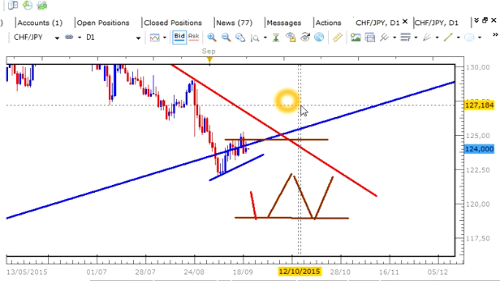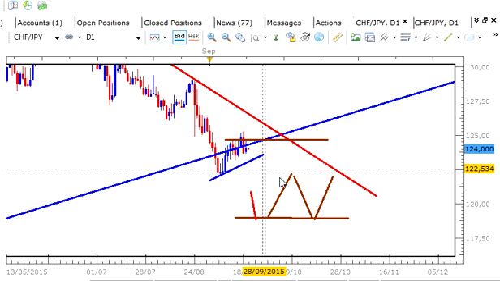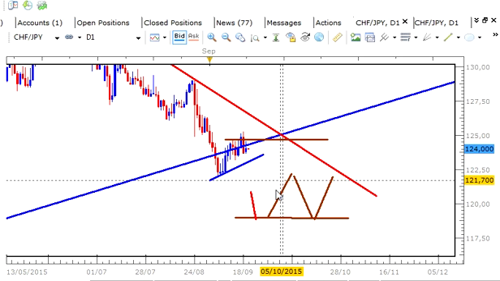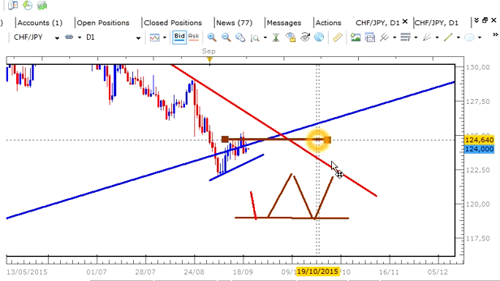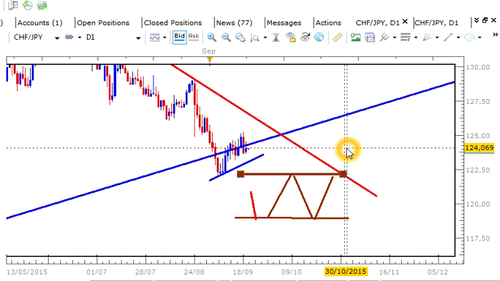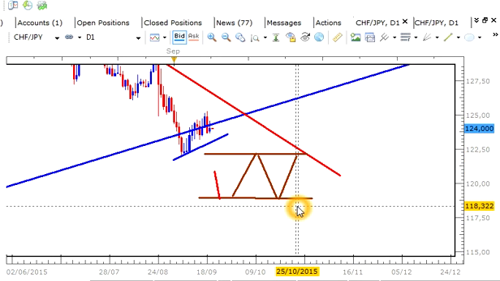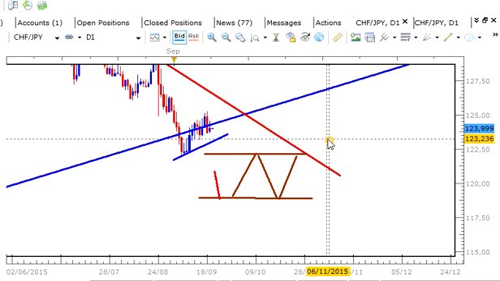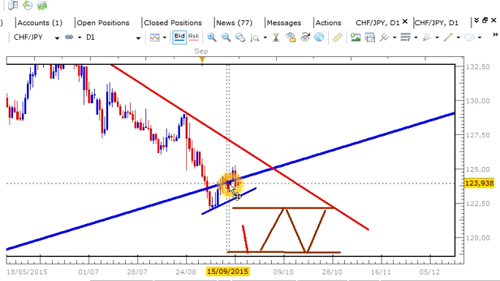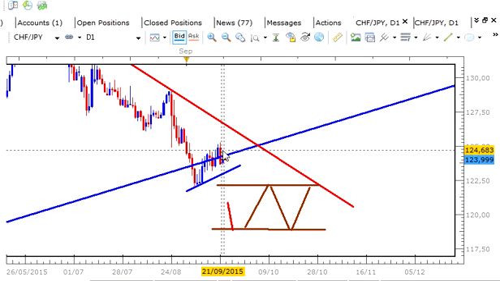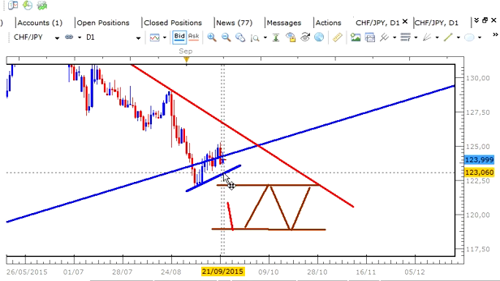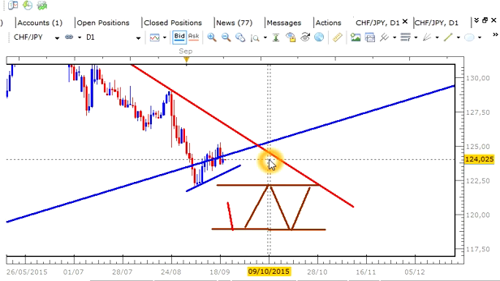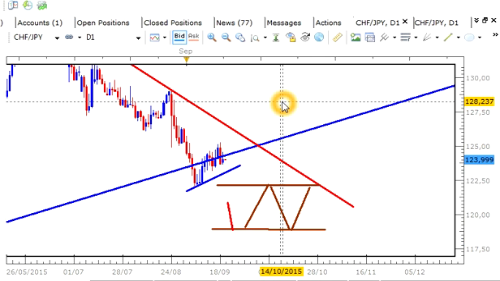So that is a possibility that we could see for the bulls if this formation takes place at this area here. If it takes place at this area, it is technically still possible, but the probability of that becomes lower the farther away we get from the trend line. So right now we could see the market break this trend line and continue lower, or we could see the market move sideways and then continue lower or move higher.